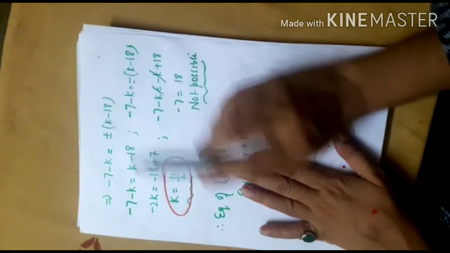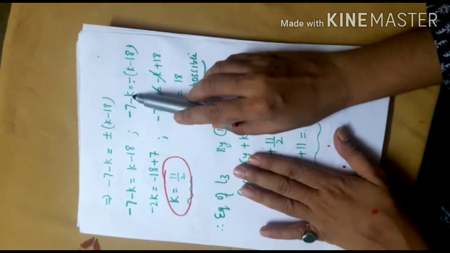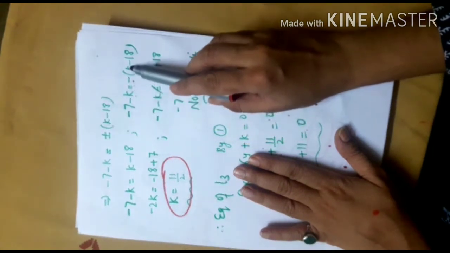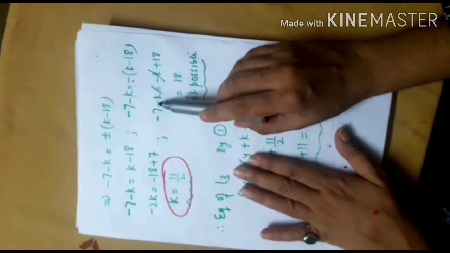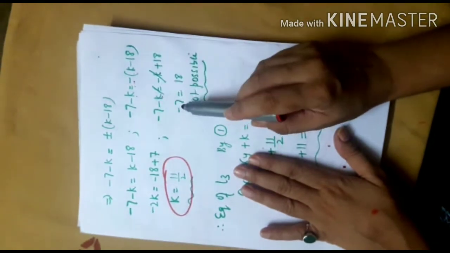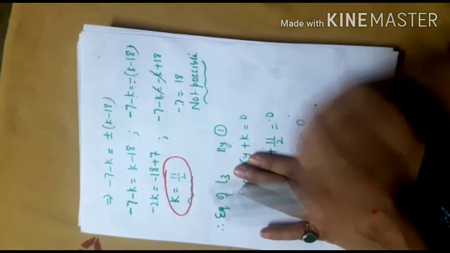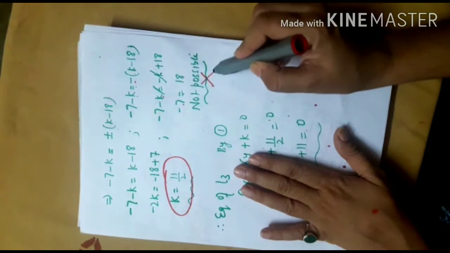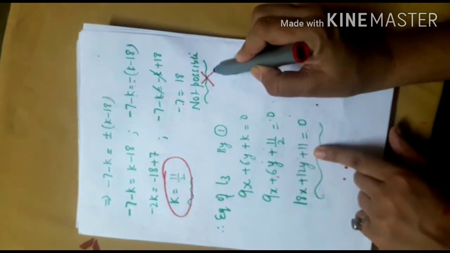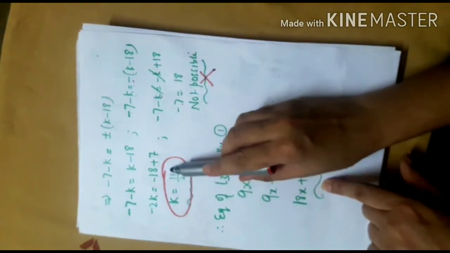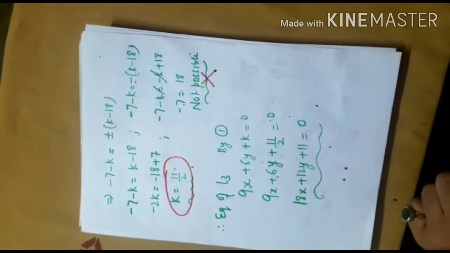Now I take the negative sign. So I'll get -7 - k = -k + 18. So this will get cancelled out and I'll get -7 = 18. This is not possible, so this case is rejected. So the value of k is 11/2.